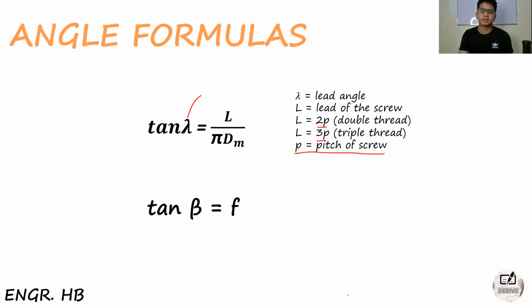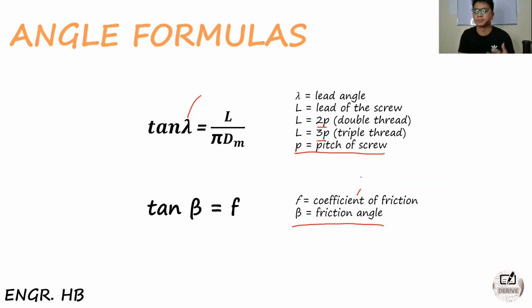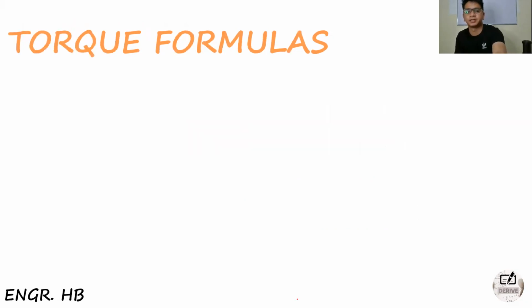So of course, we have another angle. Bukod sa lead angle, we have the friction angle. So kapag involved si friction angle, laging may coefficient of friction or vice versa. Kapag involved si coefficient of friction, meron kang friction angle. So meron kang dalawang angle sa power screw. You have the lead angle and the friction angle. So those are the angle formulas.